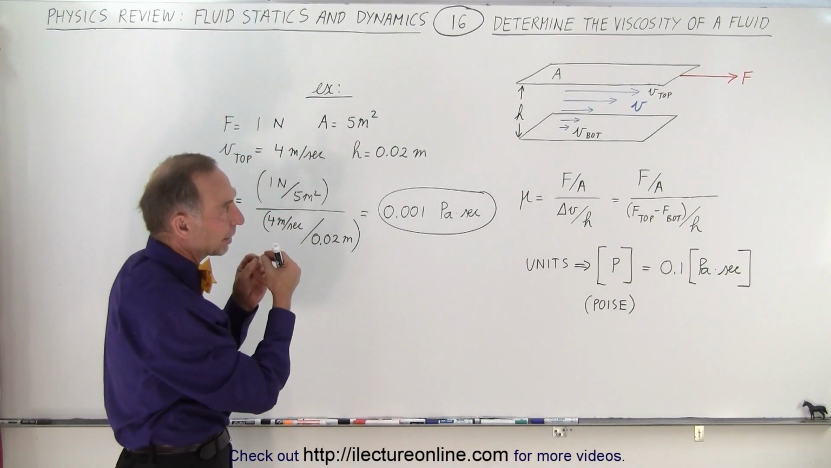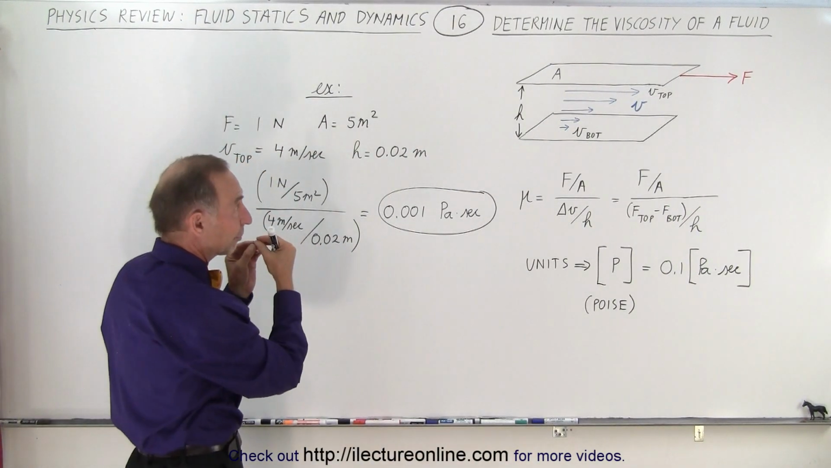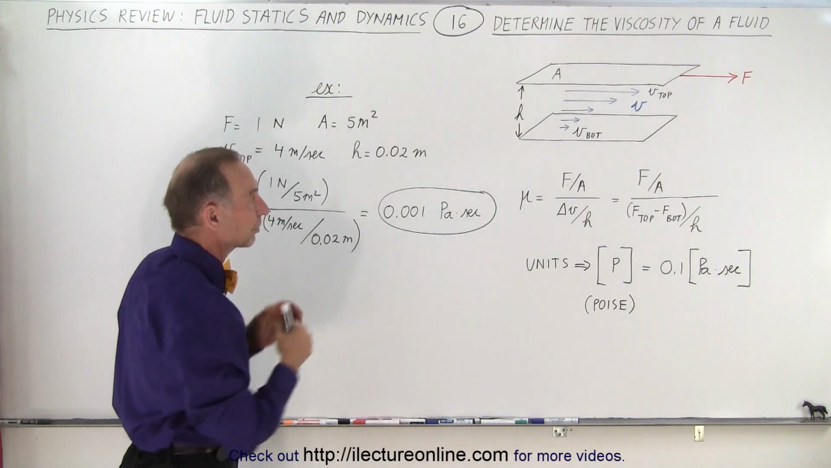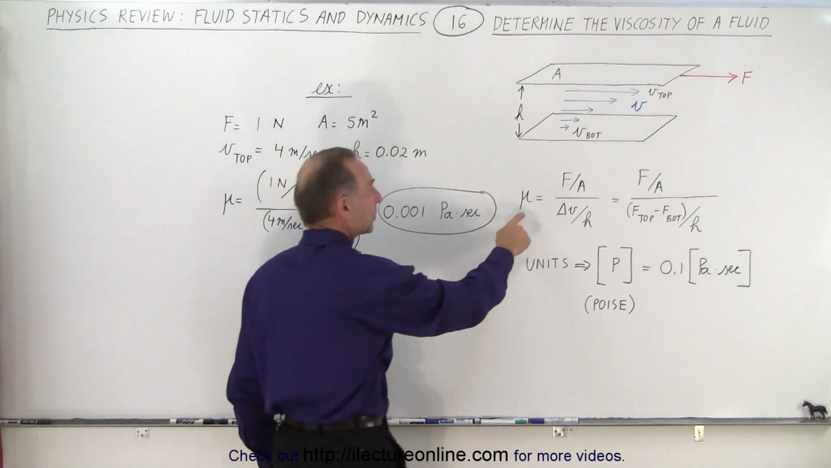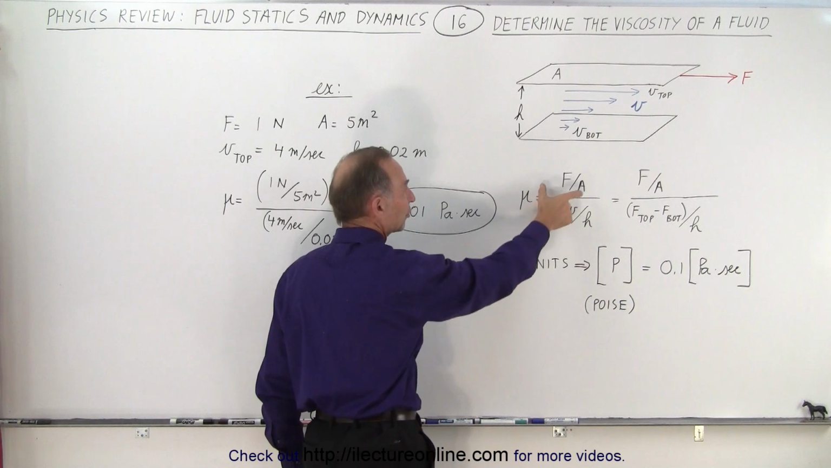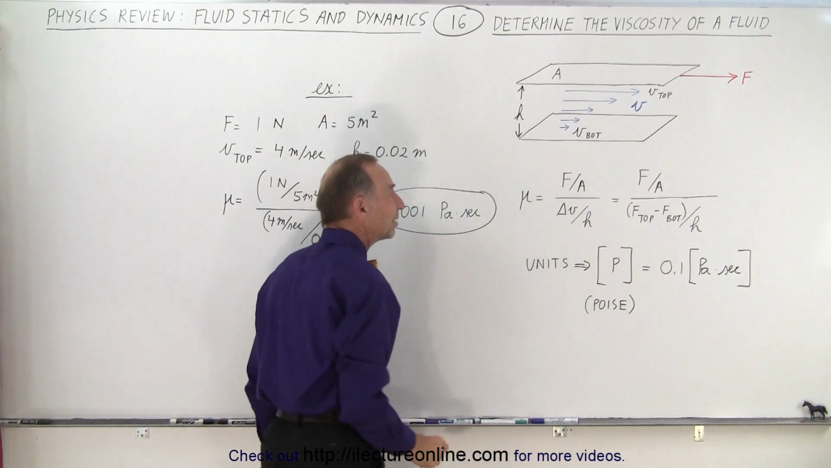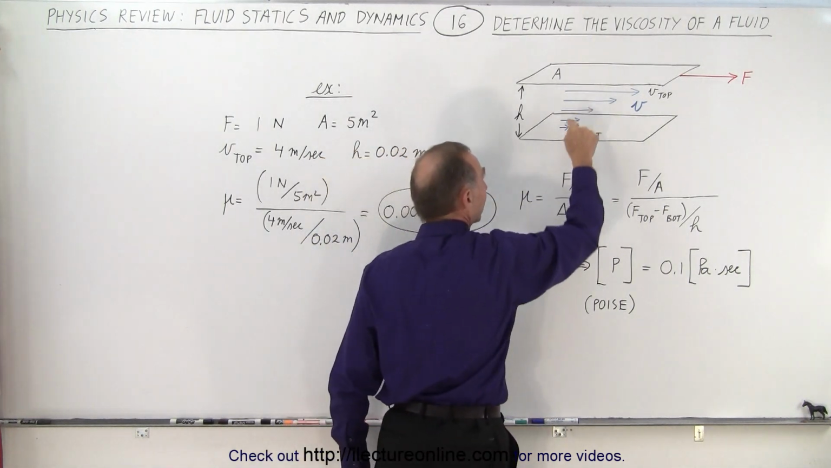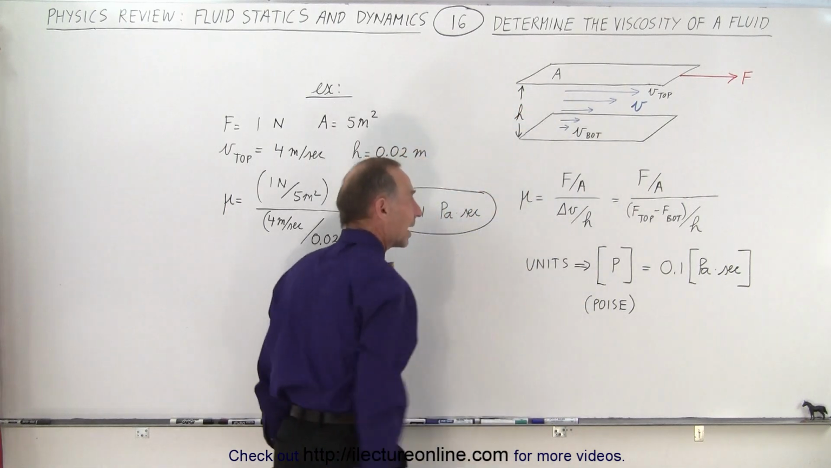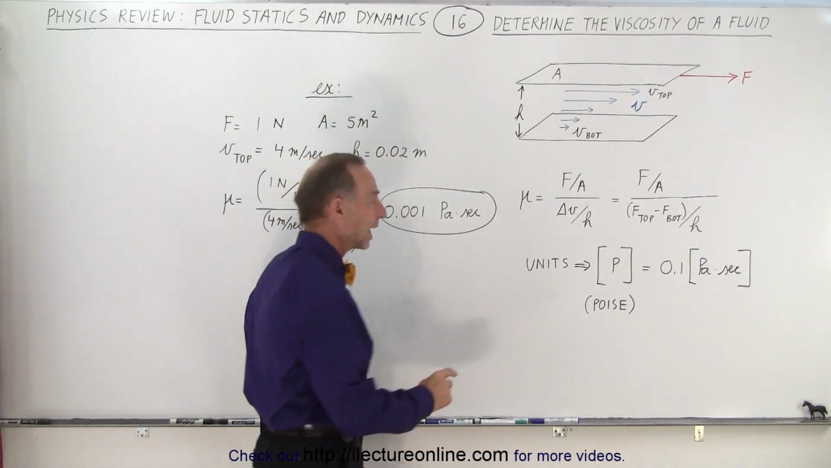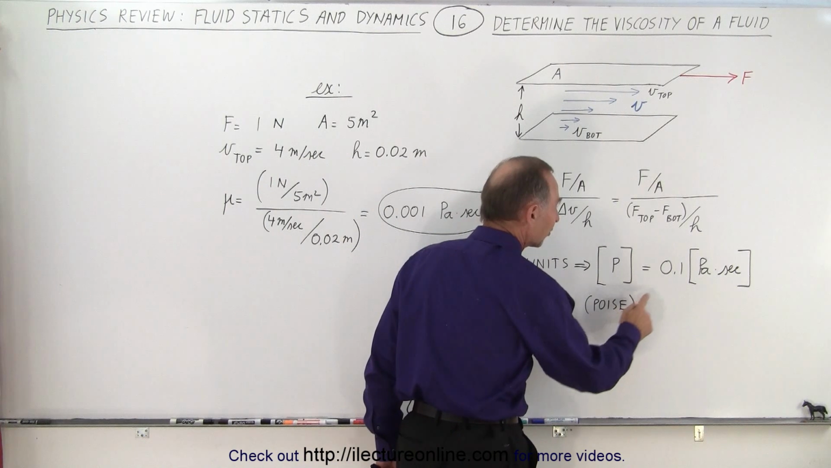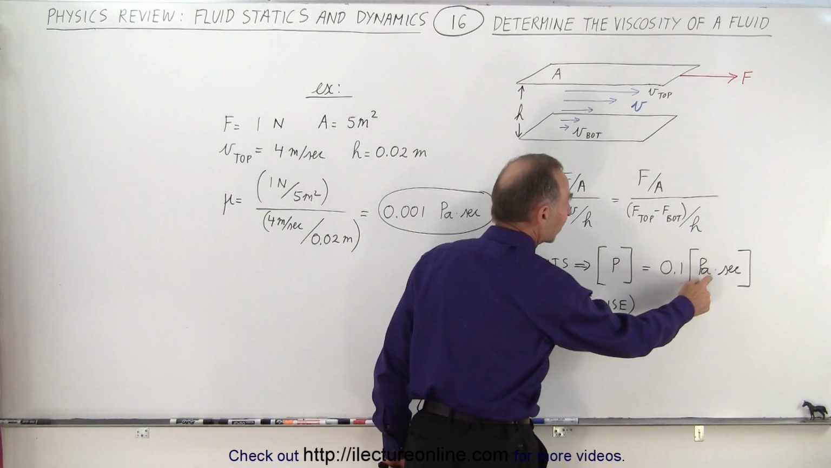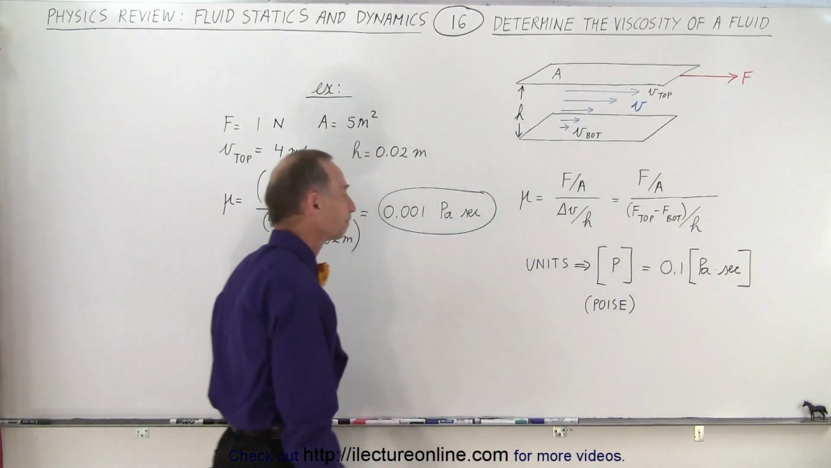Now notice that the force will be adjusted until the velocity is constant at the top. Then the viscosity can be calculated as follows. It is the ratio of force over area divided by the change in velocity between the top and the bottom over the depth of the tank. The unit we use for that is called a poise, and a poise is 0.1 times Pascal times seconds.